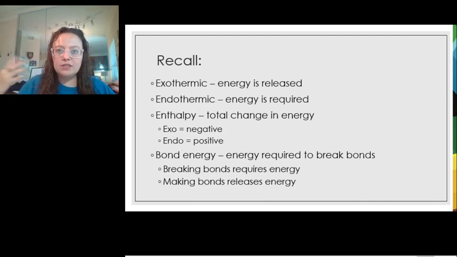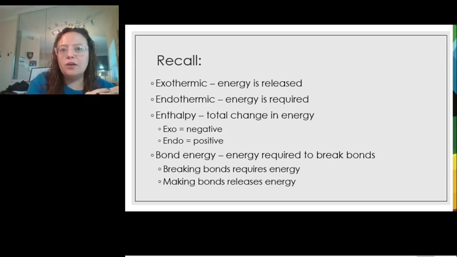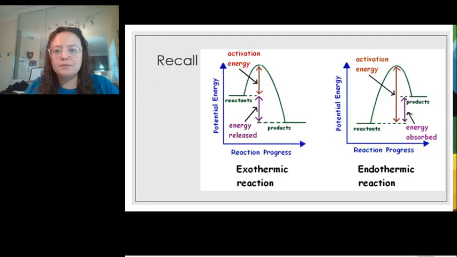Bond energy is our energy required to break bonds, so if you need to break a bond, you need energy to do that, that's endothermic, versus if you want to make bonds that create something more stable and lower energy, and so you release energy when that happens, so it's exothermic.